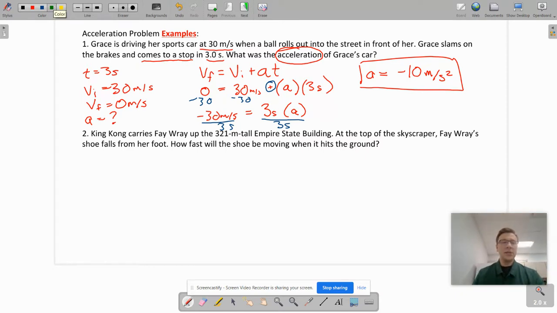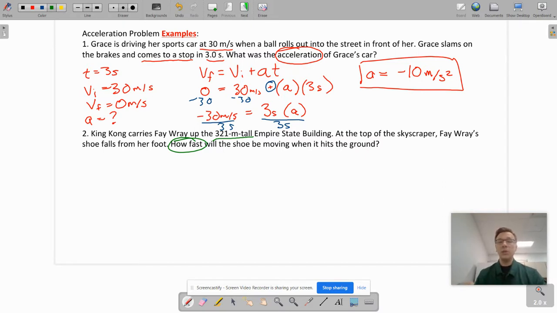It says King Kong carries Fay Ray up the 321 meter tall Empire State Building. At the top of the skyscraper, her shoe falls from her foot. How fast will the shoe be moving when it hits the ground? Okay, this has not given us a whole lot of information.